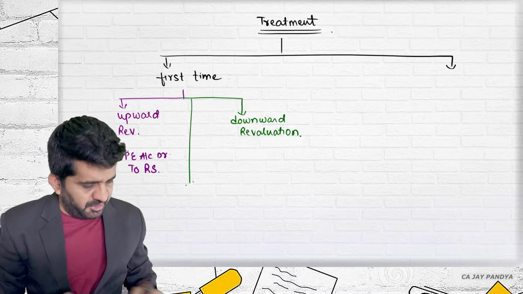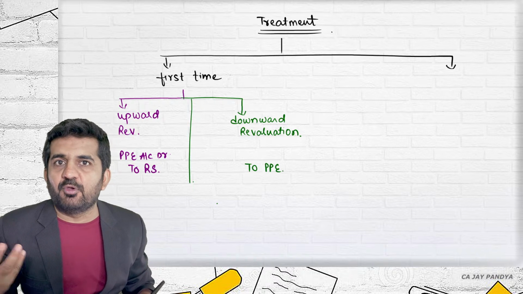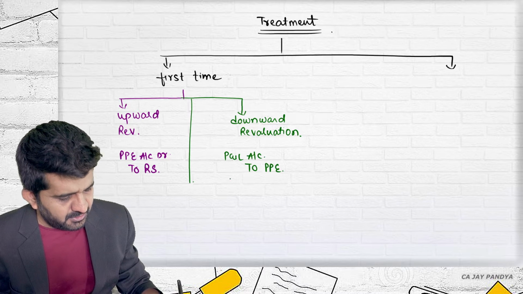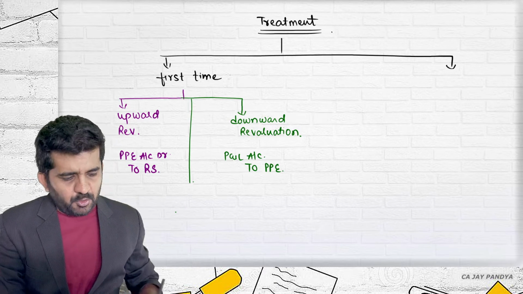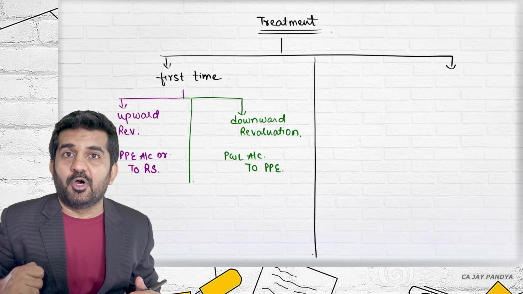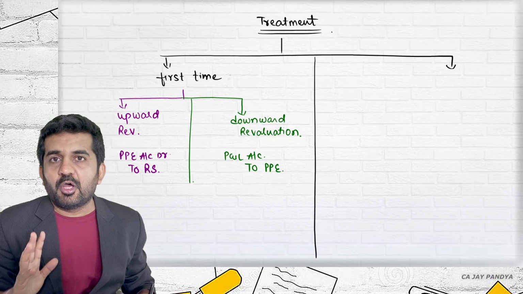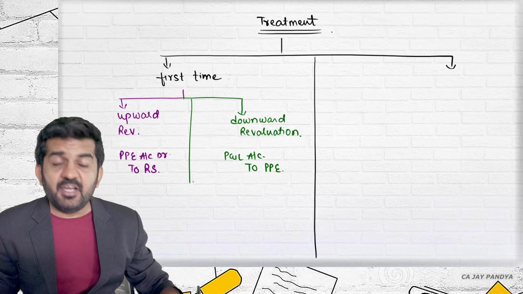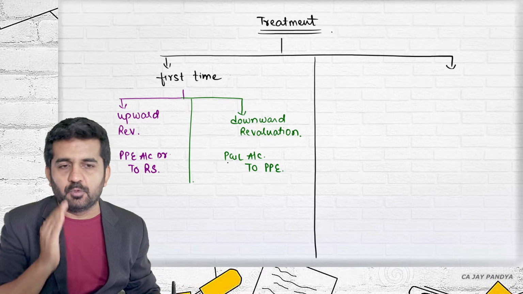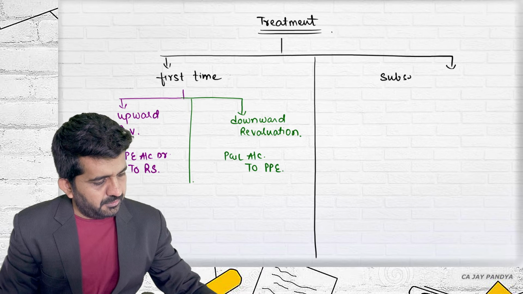How is downward revaluation done? All of you understand the asset is to be credited. If you want to reduce the value of the asset, it is to be credited. And what is debited is profit and loss. So when you are doing it for the first time, this is how you revalue your asset. If you want to increase the value of the asset, PPE will be debited and revaluation reserve or revaluation surplus will be credited. And if it is downward revaluation, for the first time, directly what you do is debit it to the profit and loss account. Is it all right? Next is subsequent revaluation.